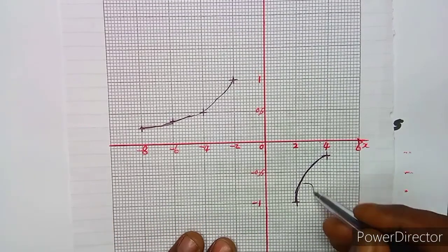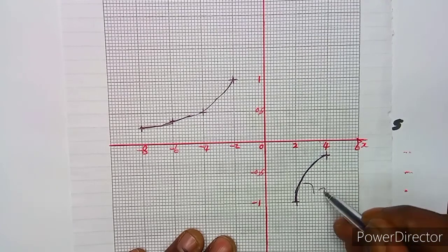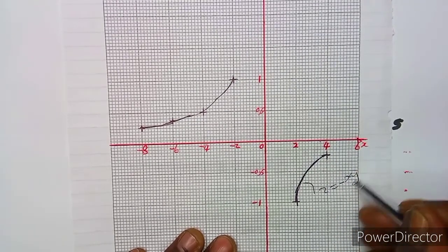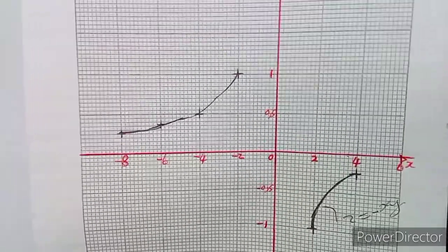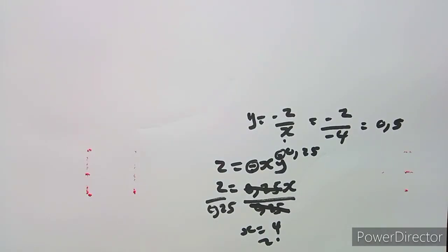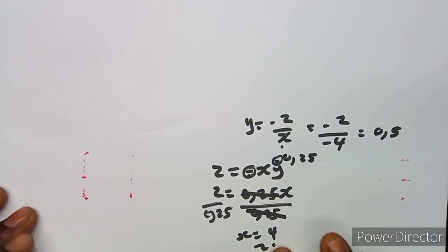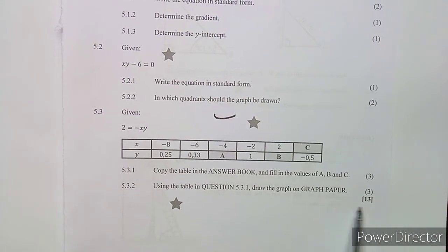So actually that's what we had, and we were given this as 2 is equivalent to minus xy, or you can write it in any other way. But guys, you can do much better than this. You can do a much better diagram than the one that I'm having. But that's what we had on this question, and this was to mark 18 marks on question number 5. We've got 18 marks for that.